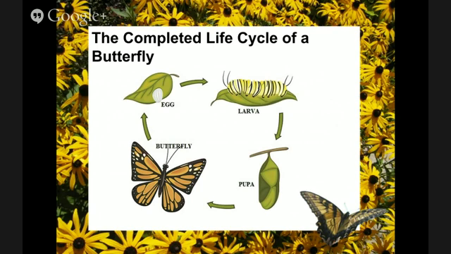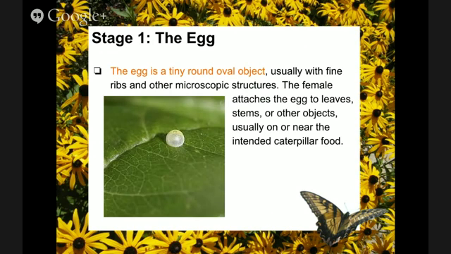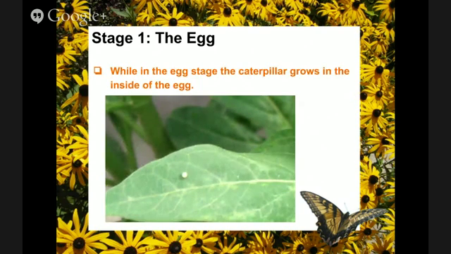So here we see a picture of the butterfly's complete life cycle. You can see it first starts off as an egg, then it goes into the larva, then it goes into the chrysalis stage, also known as a pupa, and then it emerges into a beautiful butterfly. So stage one is the egg. The egg is a tiny round oval object, and the female attaches the egg to leaves or stems or other objects. Also in stage one, the caterpillar grows inside of the egg.